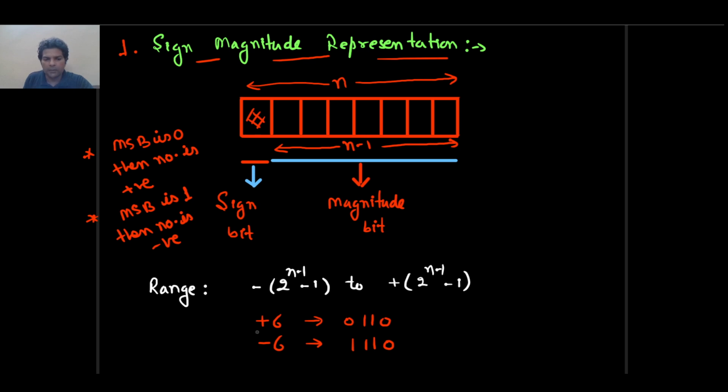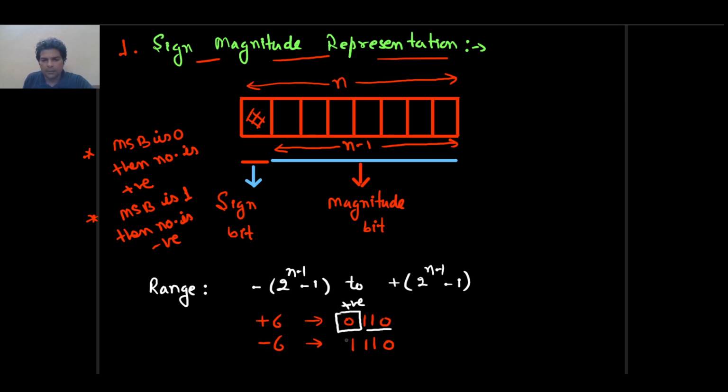Let's say, for example, plus 6. How do we represent plus 6 in sign magnitude representation? This MSB is reserved for the sign, so this number is positive. And these 3 bits are representing the magnitude, that is 6. So finally, that is plus 6.